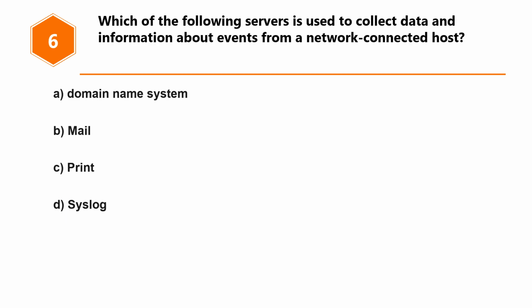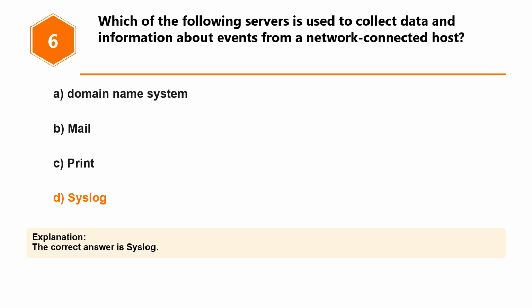Question 6. Which of the following servers is used to collect data and information about events from a network-connected host? Option A, Domain Name System. Option B, Mail. Option C, Print. Option D, syslog. The correct answer is option D, syslog.